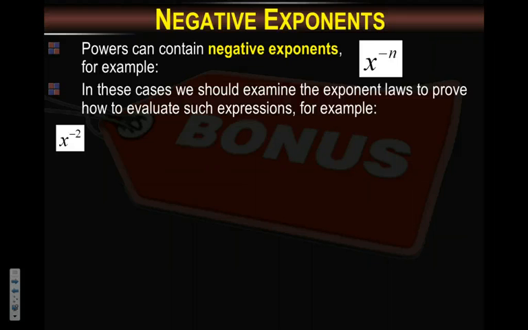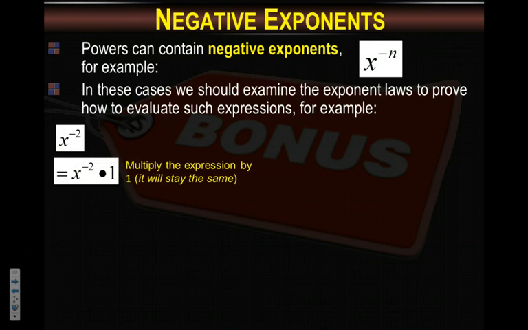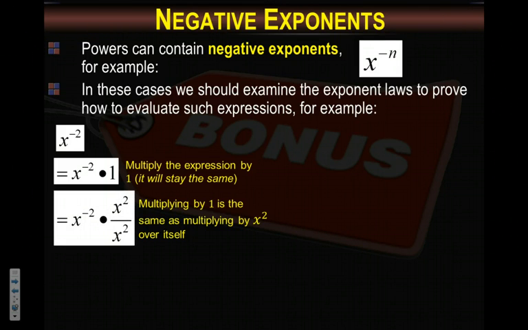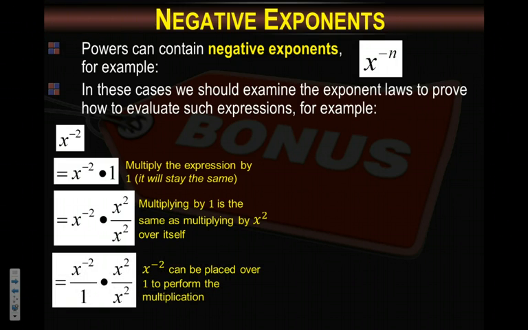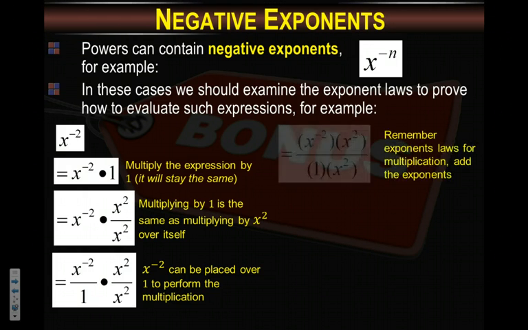A negative exponent means that we need to evaluate what it does. So, for example, if I take x to the power of negative 2, and I multiply it by 1, it should stay the same, right? Anything times 1. But 1 would be the same as multiplying it by x squared over x squared, that's 1 as well, right? And if I do that, and I actually start doing the fractional math on it, I could put this thing over 1 and do a multiplication there.